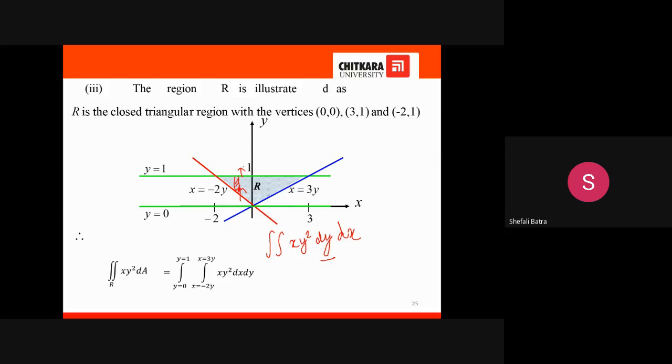I have made one vertical strip, right? So for the vertical strip, first you have to tell me the limit. Very simple. Whenever you make a vertical strip, I need y in terms of x. So the strip is starting from here. I'm writing the limit of y from here, that would be minus x by 2. And for the upper limit, what is y at this point? What is it, beta? 1. y is equal to 1. So this is the upper limit of y.